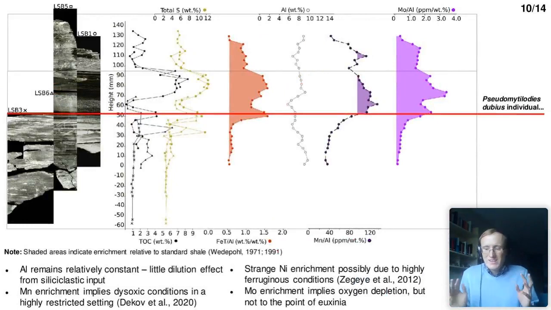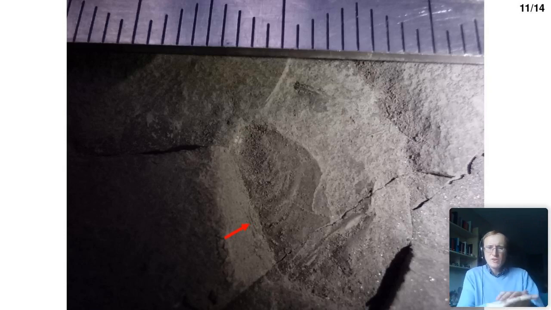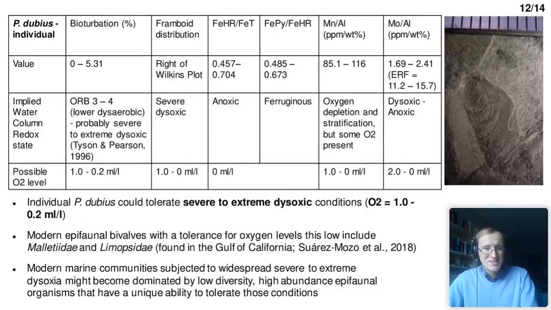And here is where the paleontological relevance comes in. I found, studying this section, an isolated individual of Pseudomytiloides dubius. Here it is, it's about 0.5 centimeter wide. And this is not actually an uncommon occurrence in the lower sulphur band. You often find Pseudomytiloides dubius here as individuals, never as those big accumulations like in the Euchelicerate subzone, but nonetheless you find them. Here's some concomitant redox data.